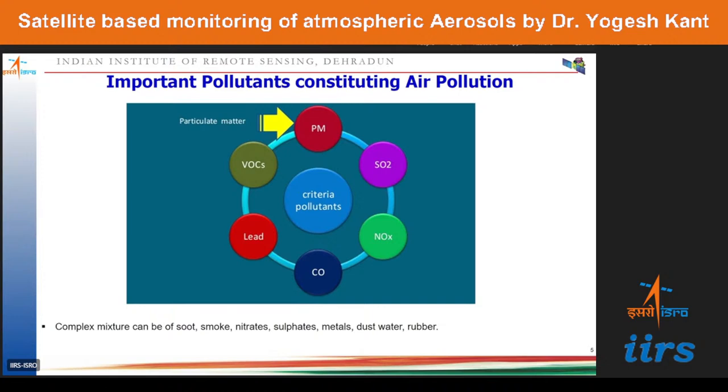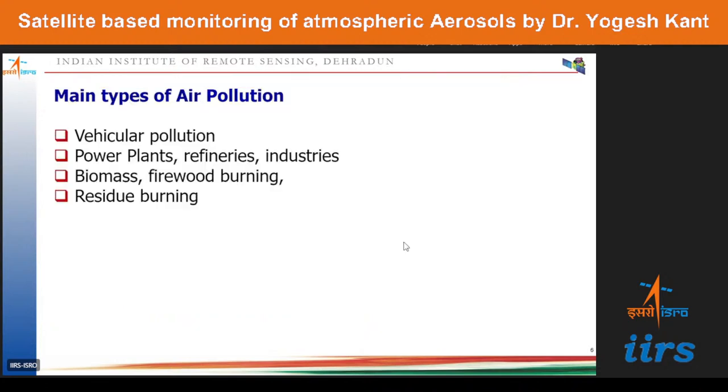These particles can originate, as I said, from a variety of sources, from natural sources as well as anthropogenic sources. And most of the fine particles, that is PM2.5, originate from anthropogenic sources, that is human activities, for example, vehicular pollution, power plants, refineries, industries, different biomass burnings, firewood burnings, residue burning, and so on.